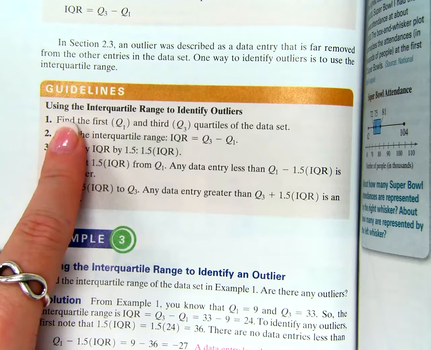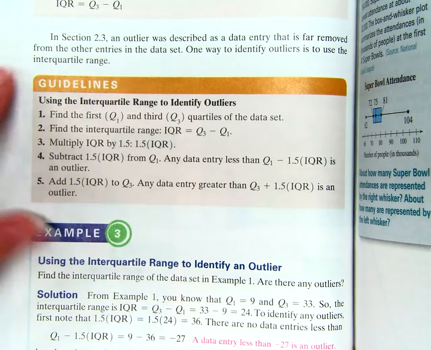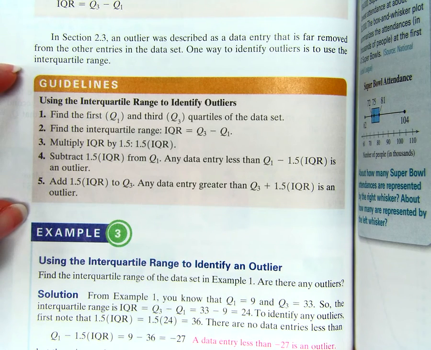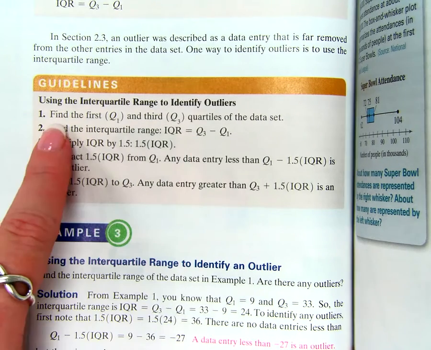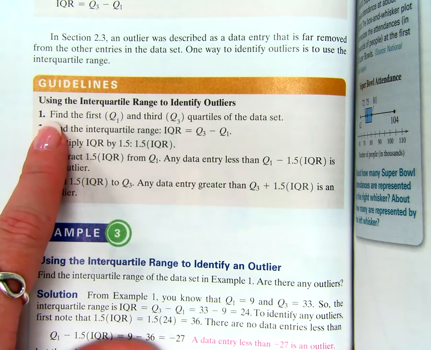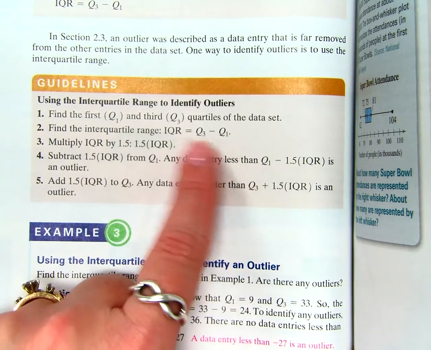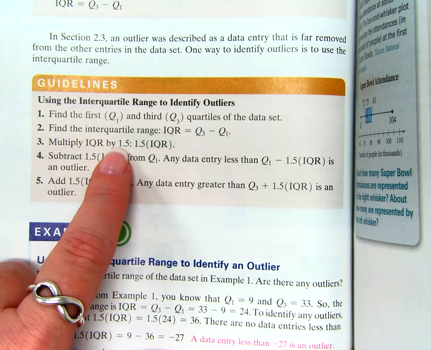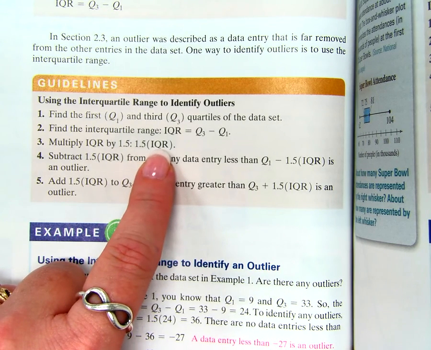So to use the interquartile range, here's another guidelines box. You guys know that I think these guideline boxes are pretty cool because they take you through steps little by little. To use the interquartile range to identify your outliers, you're going to find quartile 1 and quartile 3 first of all. Then find their range, the interquartile range. Multiply the interquartile range by 1.5, so it looks like 1.5 times whatever you got for your interquartile range.